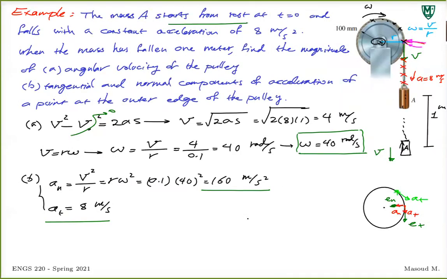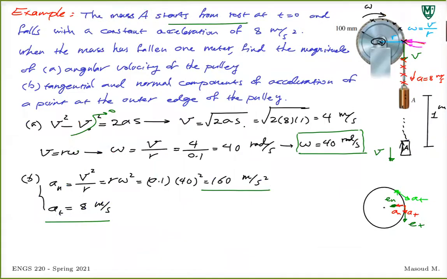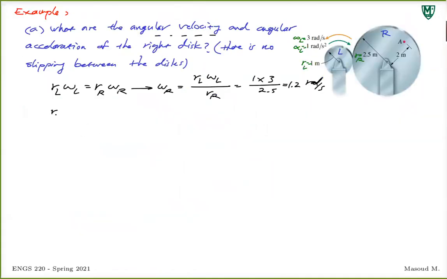Angular acceleration, again, is a direct implementation of what we got there. It's better to start from here: RA alpha A is equal to RB alpha B for two gears that are engaged, gears A and B. Here we have left and right. So RL alpha L is equal to R right alpha right. From there, you can find alpha R. That would be RL alpha L divided by R.